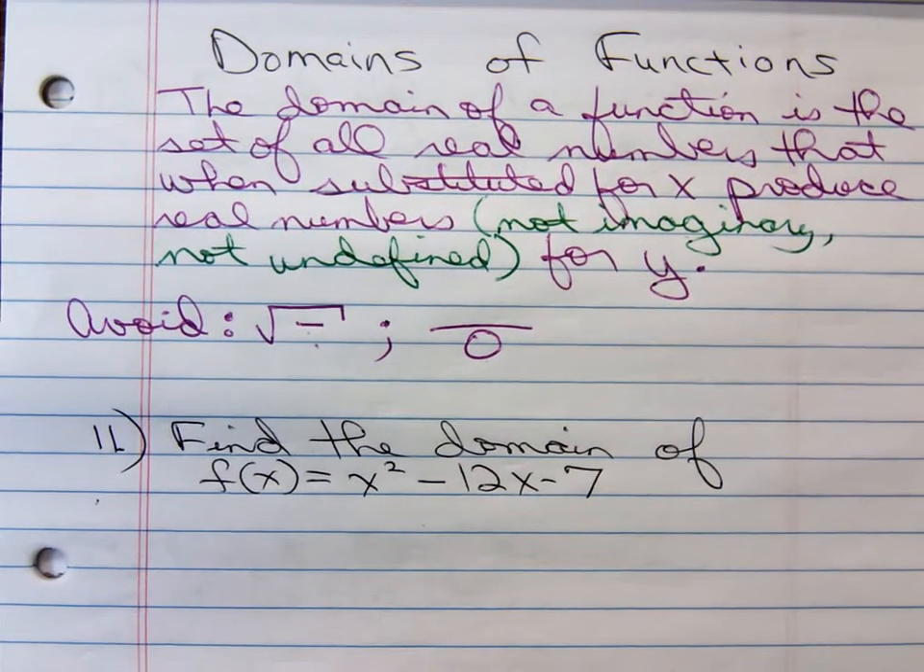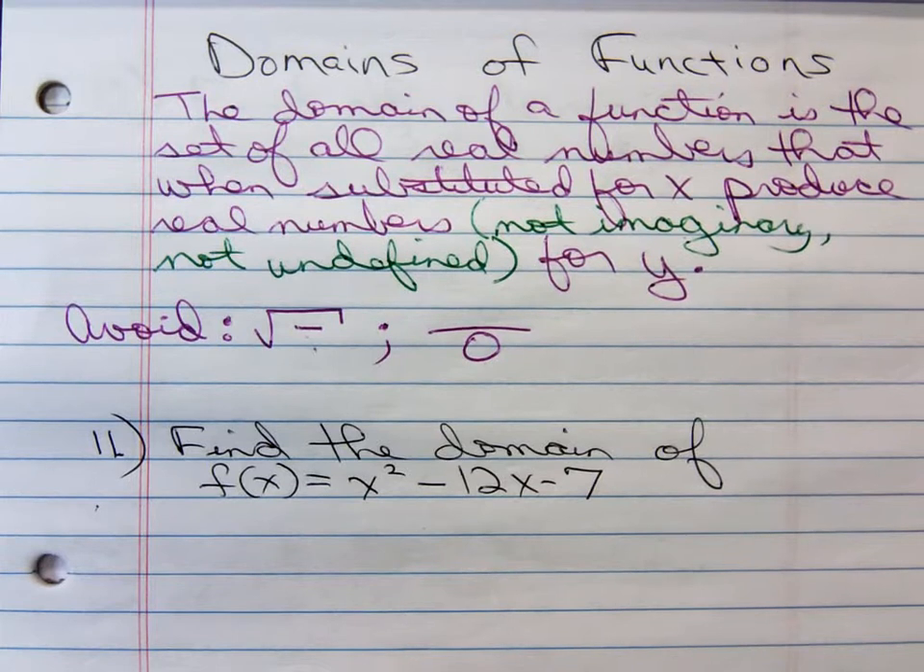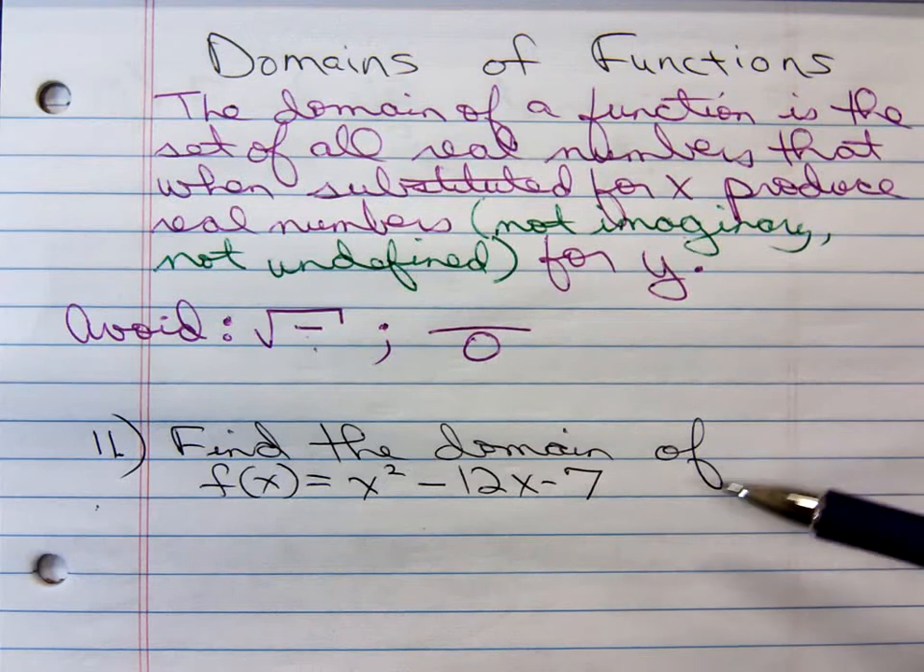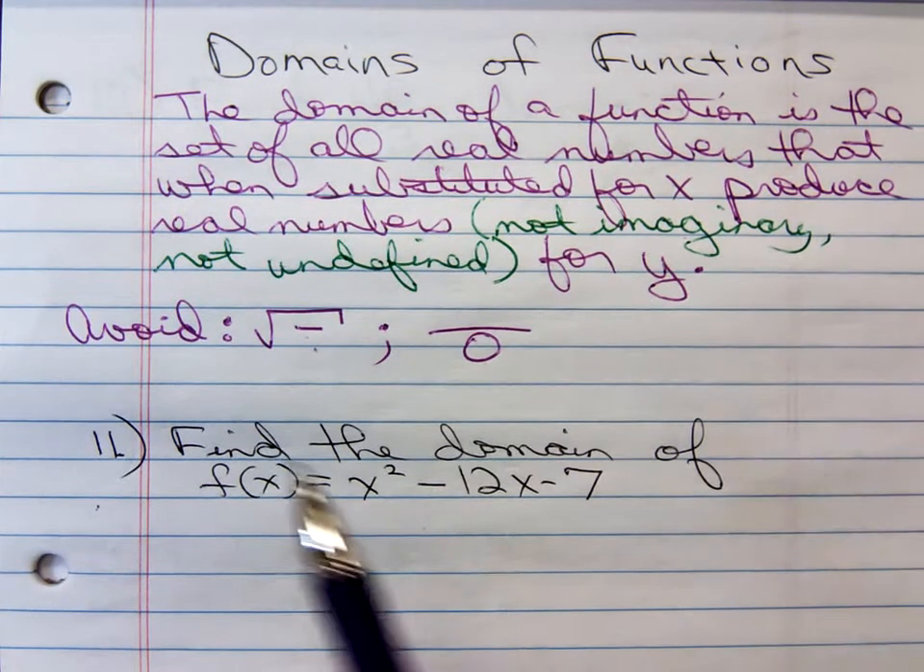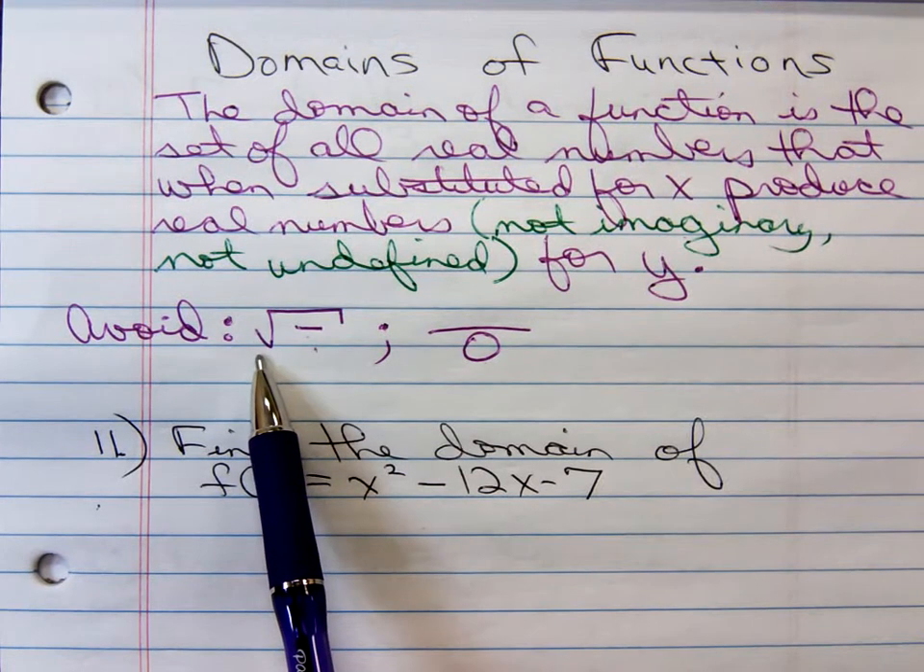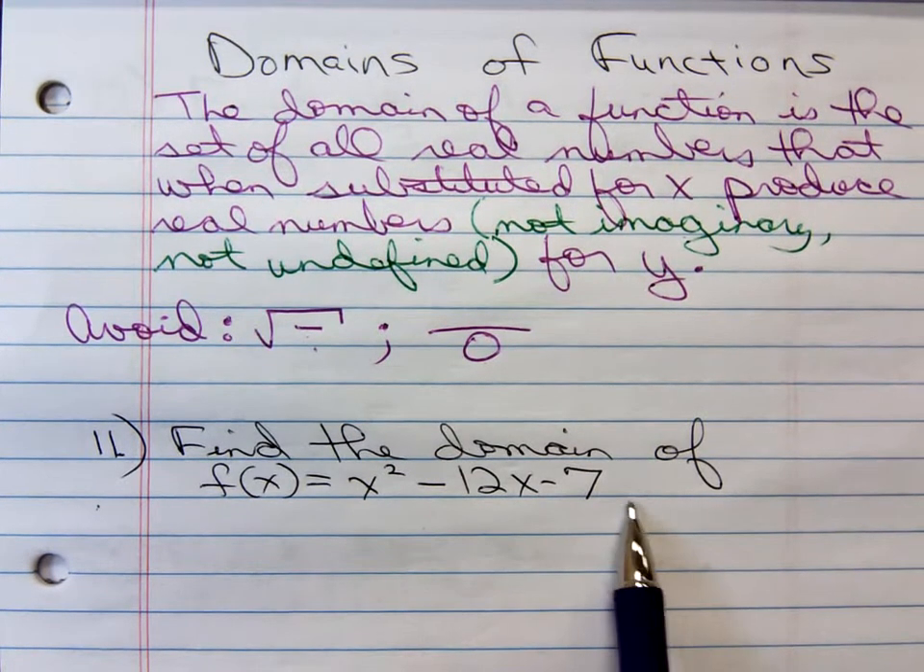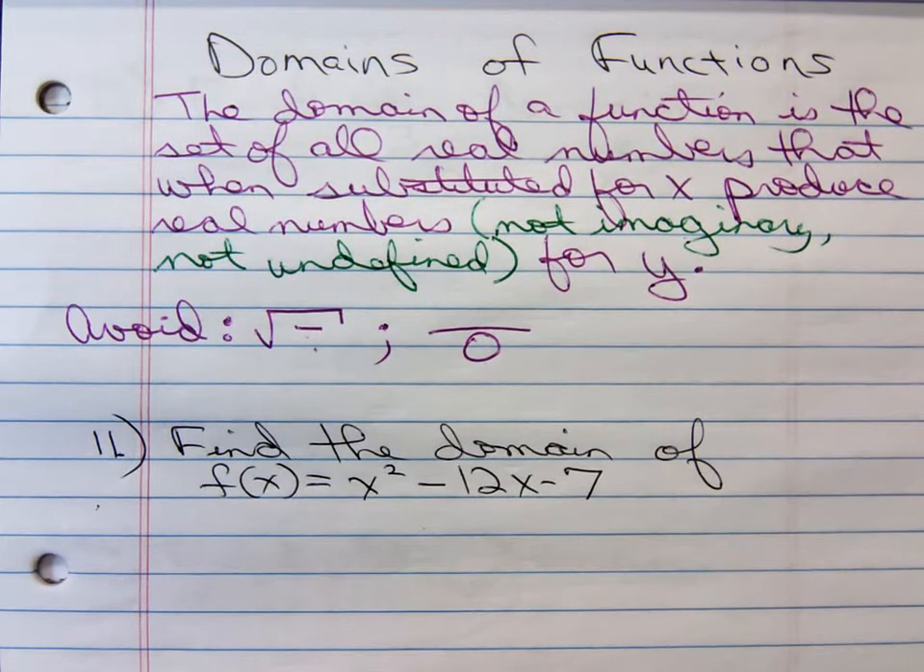Look at number 11. I want us to find the domain of this function. Find the domain of the function. Will this function ever produce imaginary numbers? No. In order to produce imaginary numbers, what has to appear? A square root. When I saw that there was no square root here, I knew there wasn't going to be imaginary numbers.